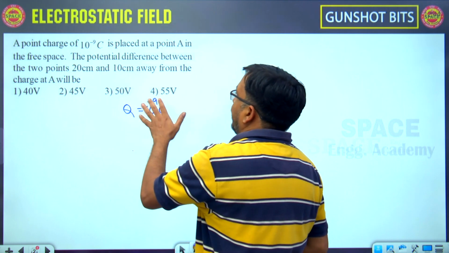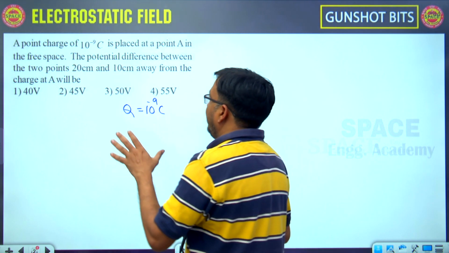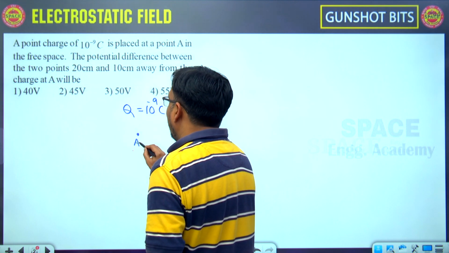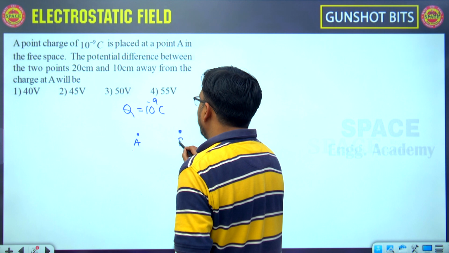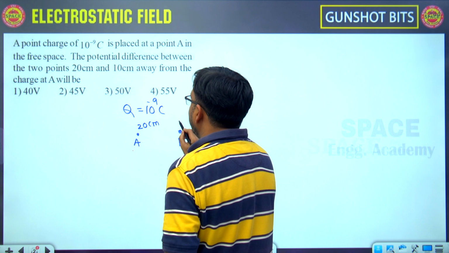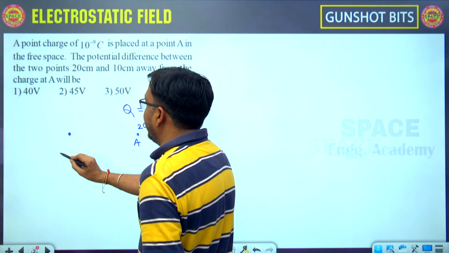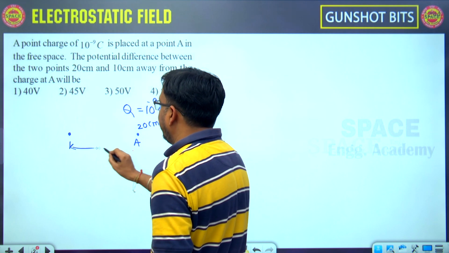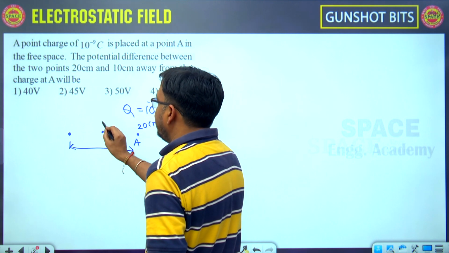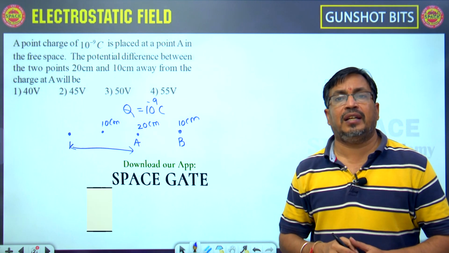The charge is placed at a point A in free space. Then it is asking the potential difference between the 2 points. I am considering 2 points here, A and B, where A is at 20 centimeter and B is at 10 centimeter away from the charge. From this charge to point A is 20 centimeter, and from the charge to B I am writing 10 centimeter. Then it is asking what is the potential.